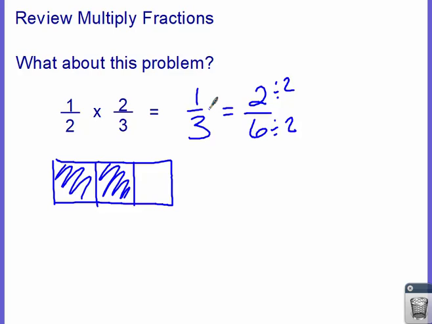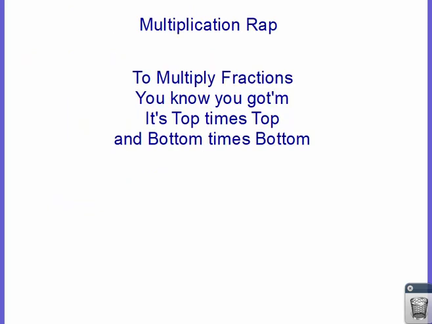So with that in mind, I have a little thing to help us remember that process, and it's called the multiplication wrap. Okay, and here's how it goes. It goes like this. It says, to multiply fractions, you know you got them. It's top times top and bottom times bottom. And that's the multiplication wrap. Now this is verse 2 of a wrap that we'll finish learning on Thursday.